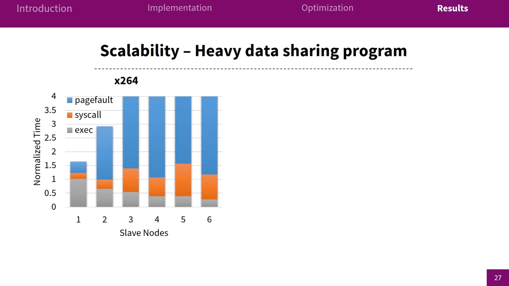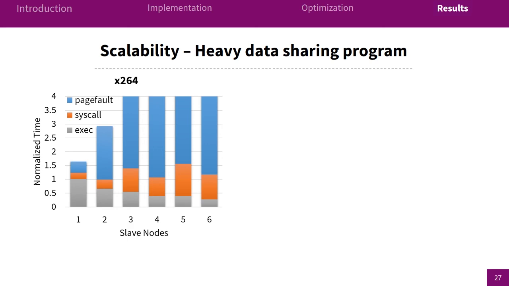For those programs that have heavy data sharing and data dependency among threads, DQEMU has bad performance. For example, x264 is a media encoder with multi-threaded support. If we run the original DQEMU with more slave nodes, it takes longer, which means DQEMU cannot utilize more resources to gain a speedup.